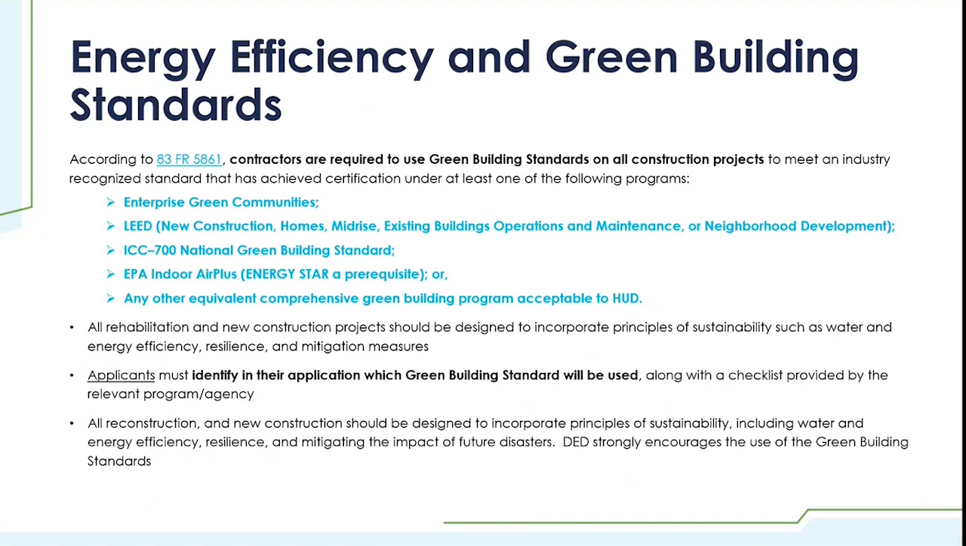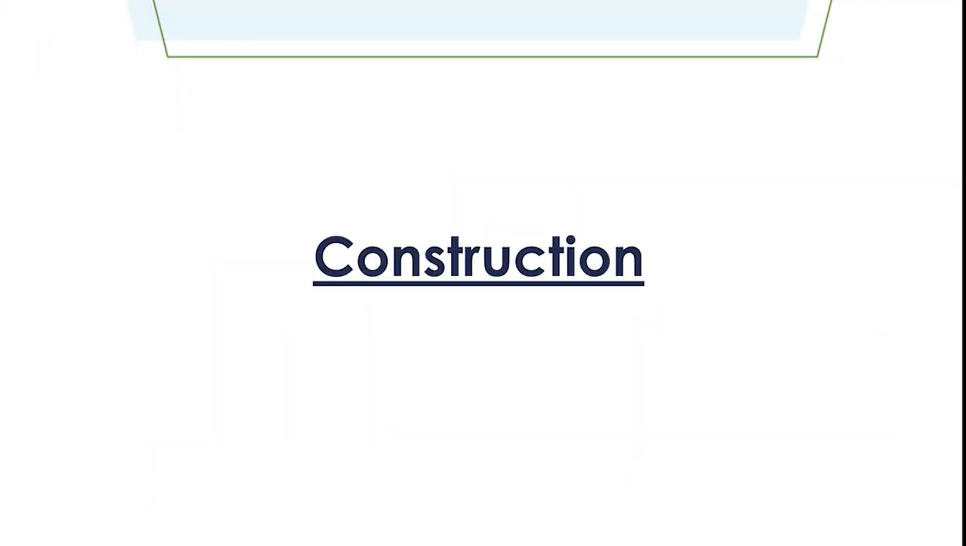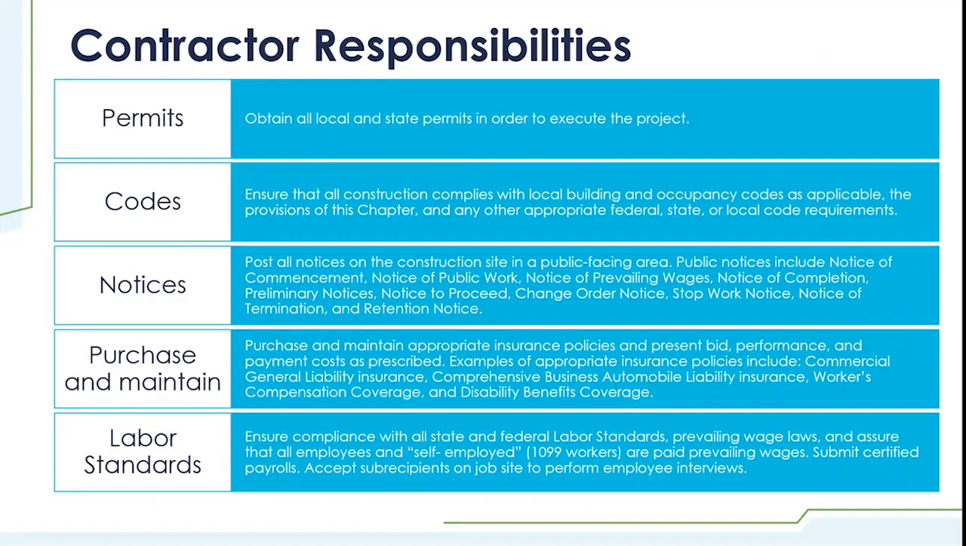In talking about green building standards, all rehab and new construction projects should be designed to incorporate principles of sustainability, such as water and energy efficiency, resilience, and mitigation measures. When submitting an application for any project that involves a structure, the applicant must identify in the application which green building standard will be used, and that must be accompanied by the checklist provided by the relevant program or agency. Then we'll move into construction.